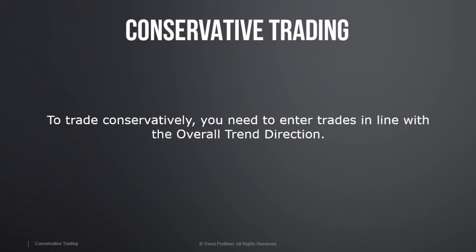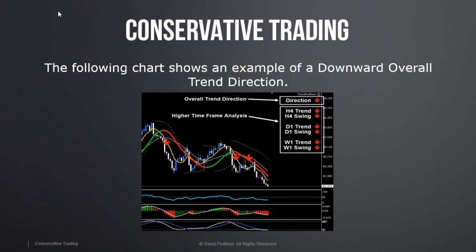To trade conservatively, you need to enter trades in line with the overall trend direction. So you want to look at trades that are buy only or sell only, but not get into bi-directional markets at this time until you've got a little bit more experience. What I mean by that is we want to see the overall trend direction either pointing down or pointing up, not the blue bi-directional arrow. So either buy only or sell only.